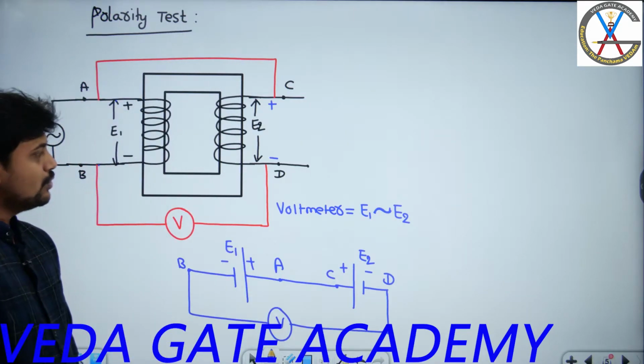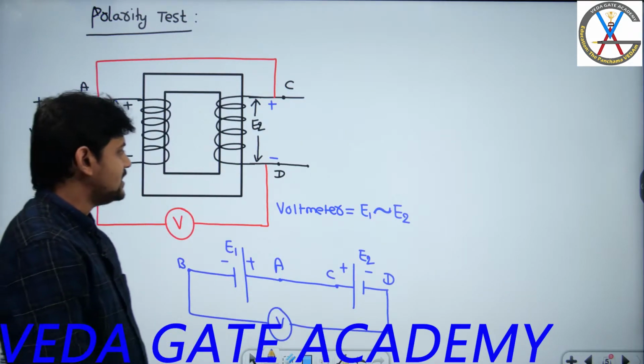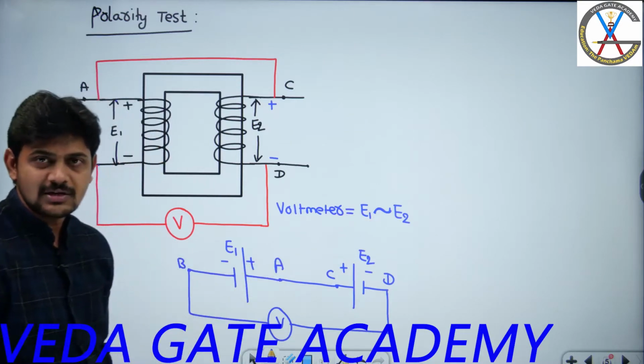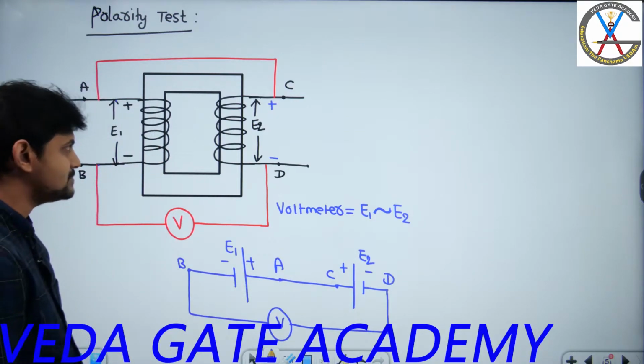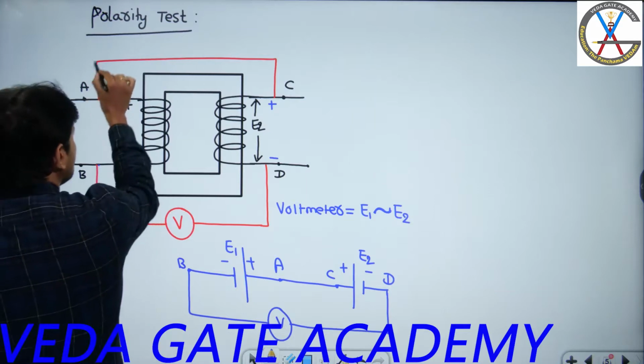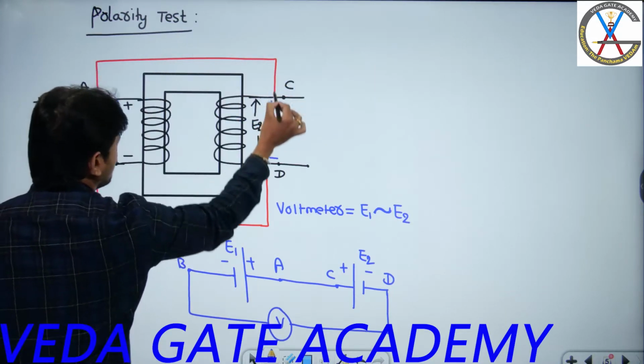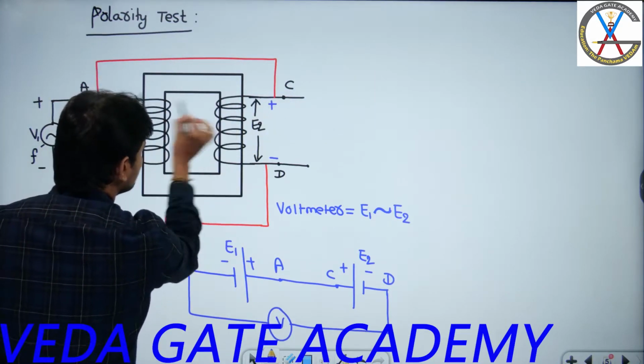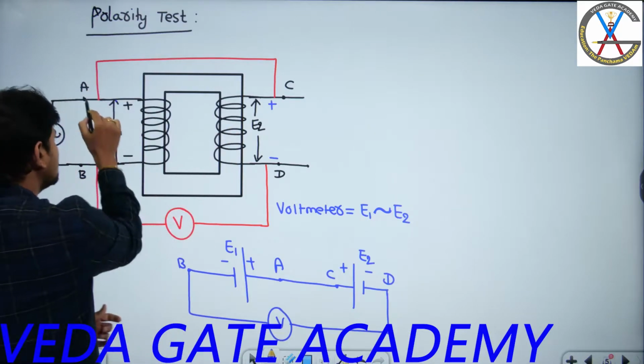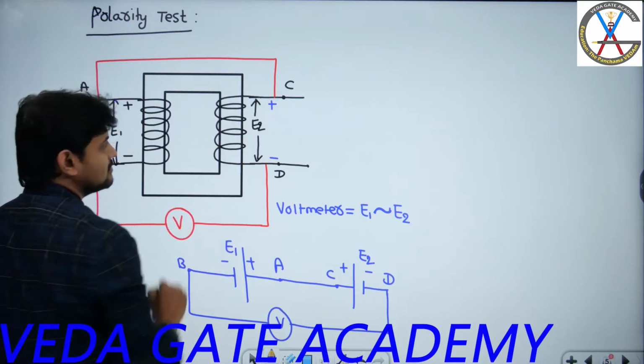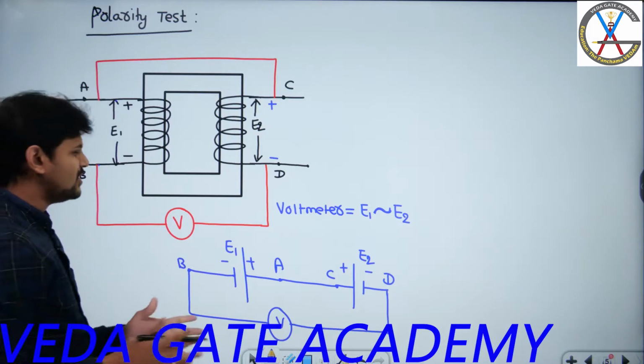So the conclusion from this discussion is: if the voltmeter reads the difference of these two induced EMFs, are the short circuited terminals assigned with similar polarities or dissimilar polarities? The short circuited terminals are assigned with similar polarities.